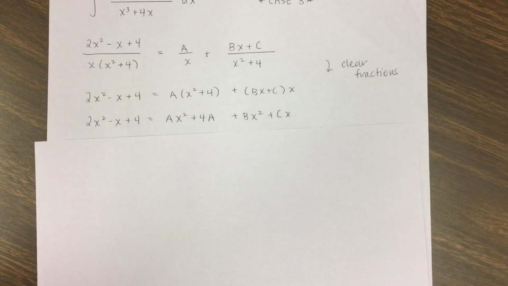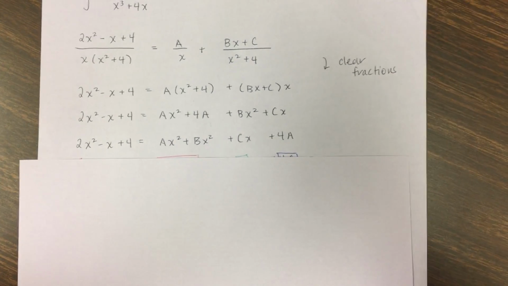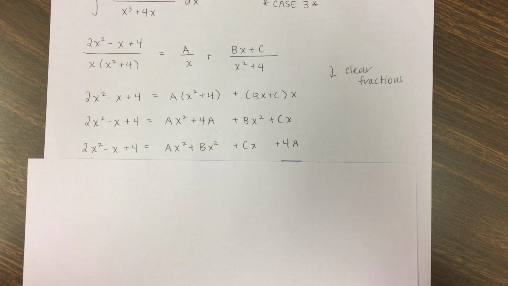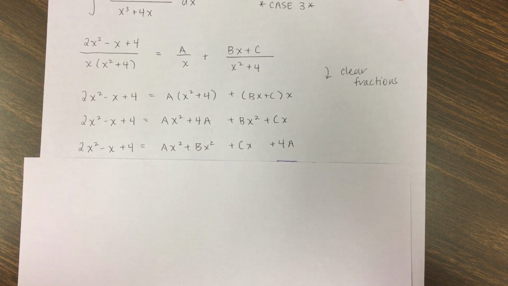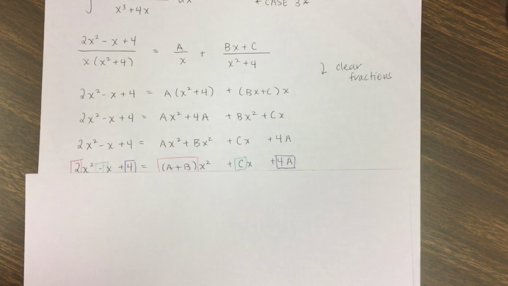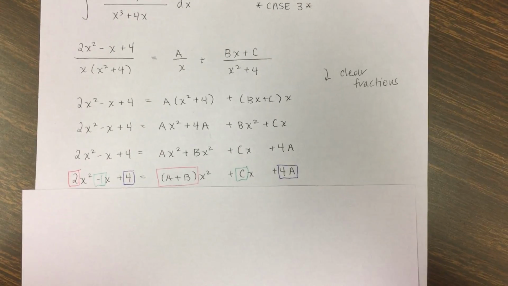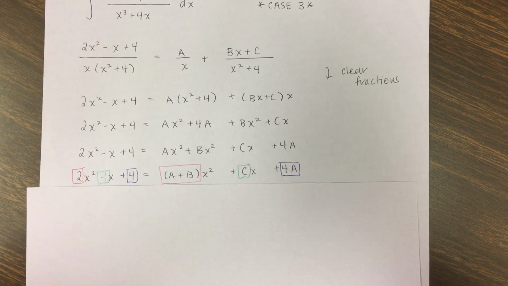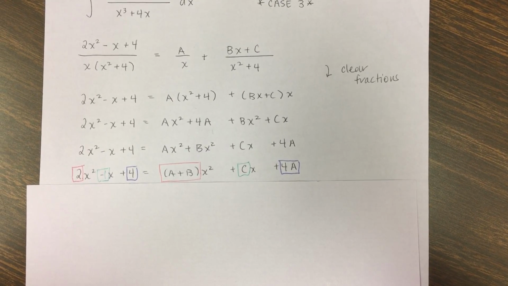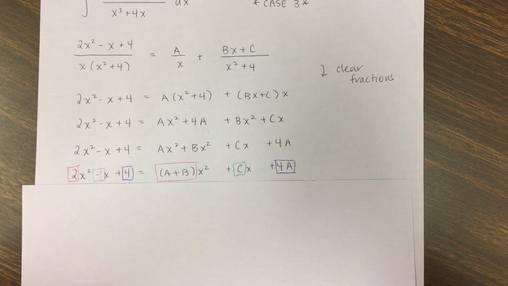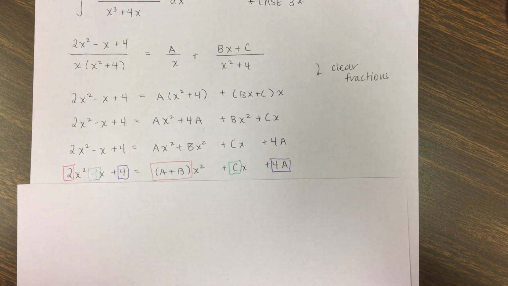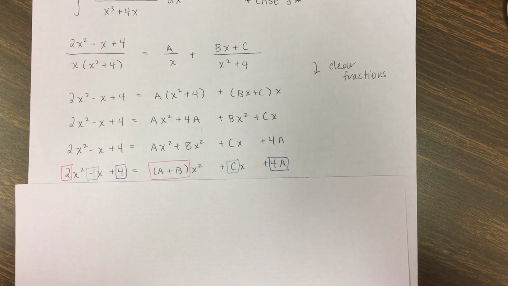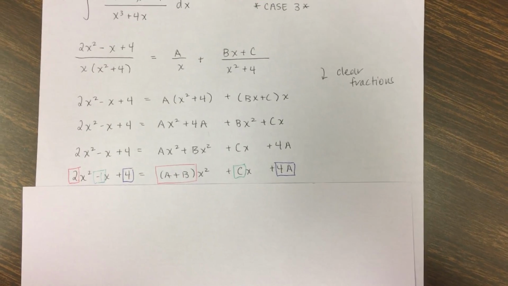Next up, we've got to group by degree. So I've grouped together ax squared and bx squared. cx is the linear term, 4a is the constant term. Now it's time to equate the coefficients. So I'll notice that on the left, my quadratic term has a coefficient of 2, and on the right, my quadratic term has a coefficient of a plus b. On the left, my linear term has a coefficient of -1, and on the right, a coefficient of c. And then my constant term has a coefficient of 4, and on the right, 4a.